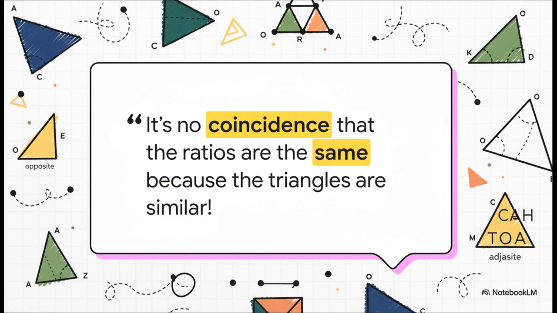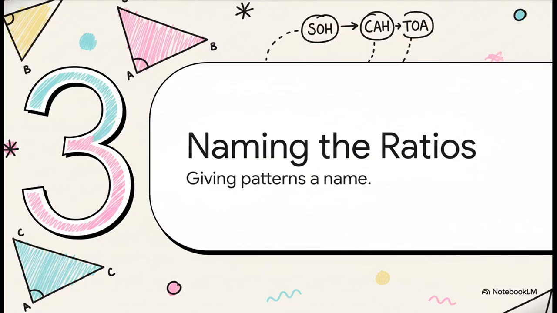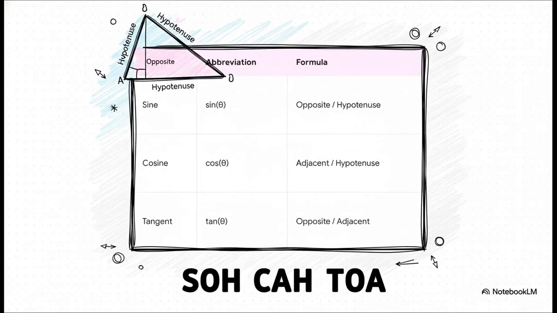And this is the giant aha moment. For any specific angle you pick in a right triangle, the ratios of its side lengths will always be the same. This one idea is what trigonometry is built on. So naturally, since these ratios are so reliable and so important, mathematicians figured they probably deserved some official names. And here they are, the big three: sine, cosine, and tangent.